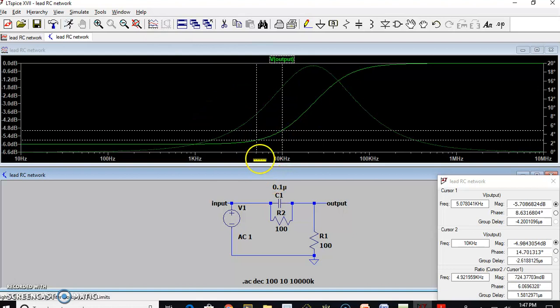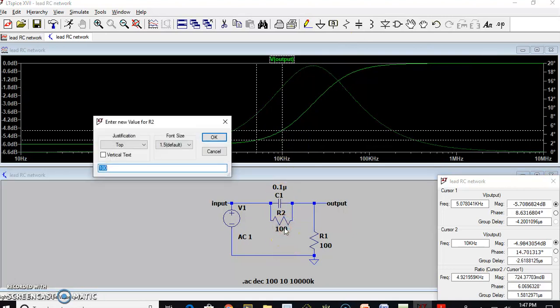This is almost close to 10 kilohertz, and this has moved to whatever 50 ohm multiplied by 0.1 microfarad, into 2 pi, 1 over that will be the frequency. You can see the phase also has changed to almost close to 20 degrees now, because your FP and FZ changed. You are not getting that much phase as in the earlier case.